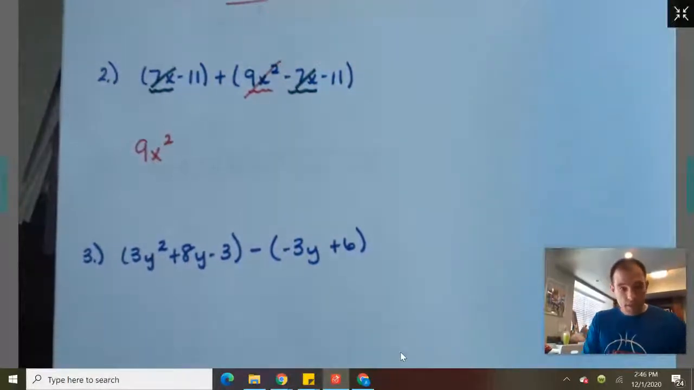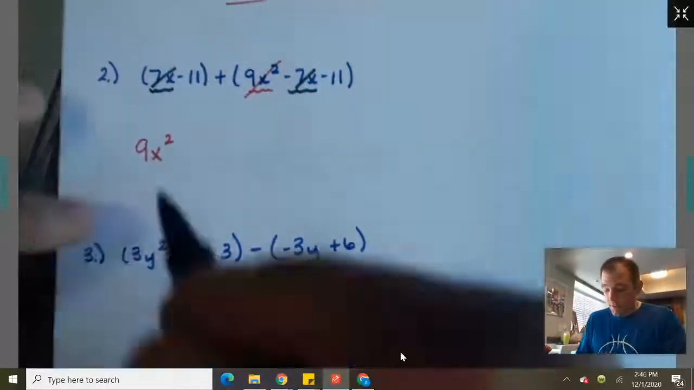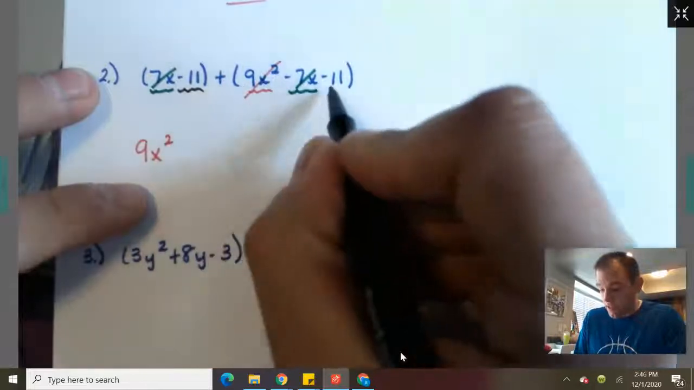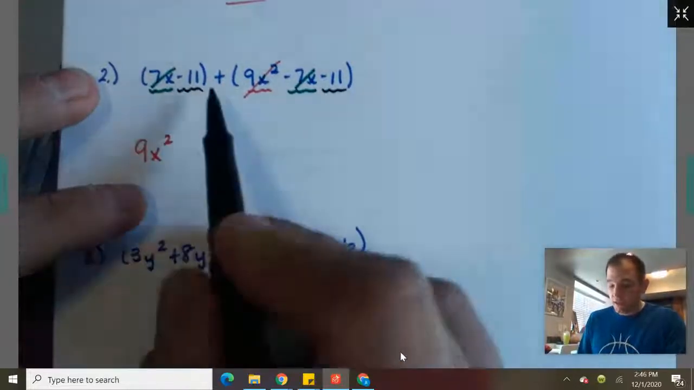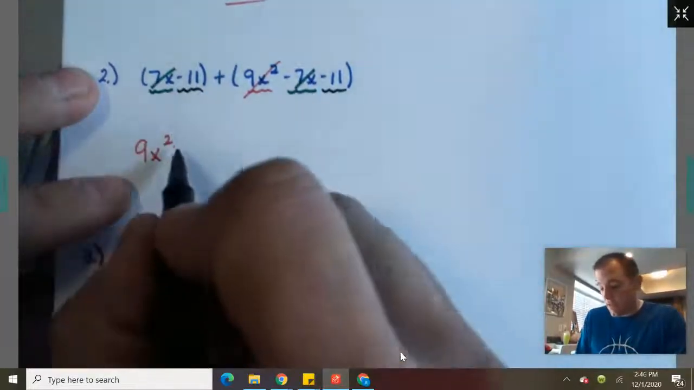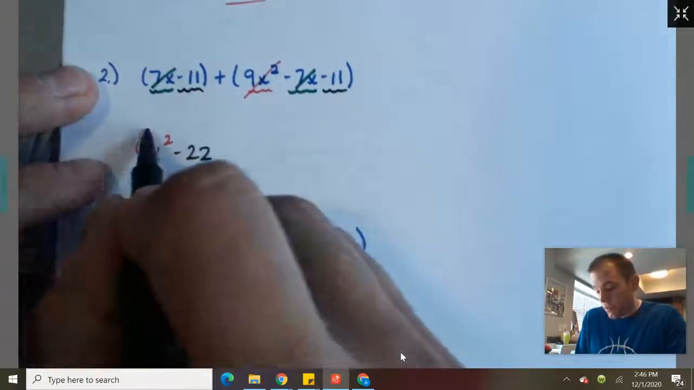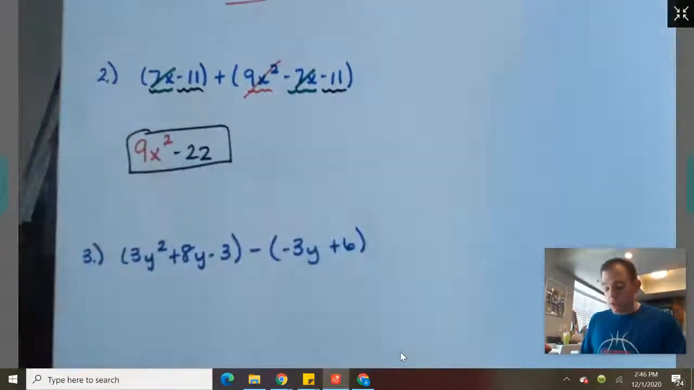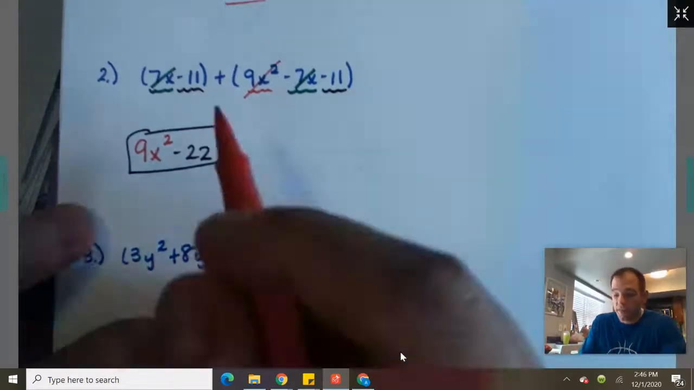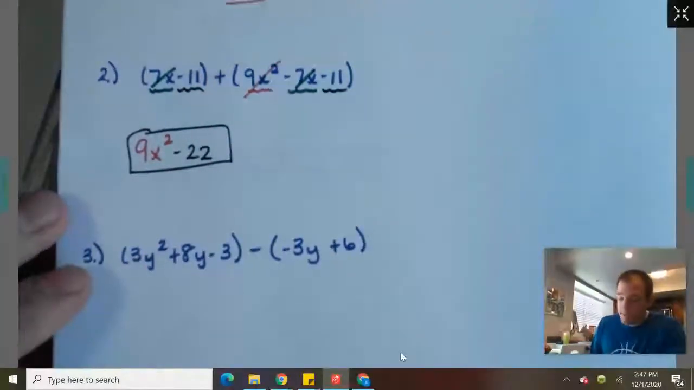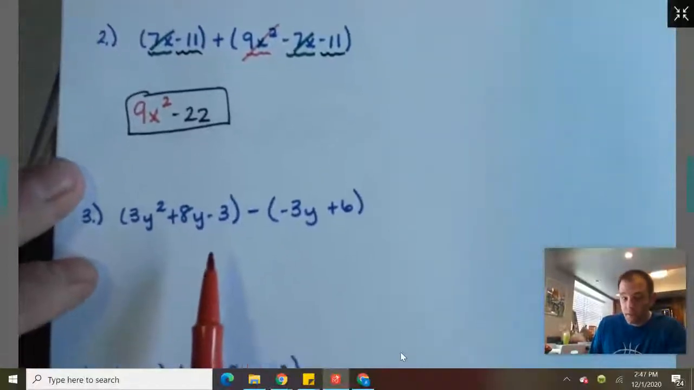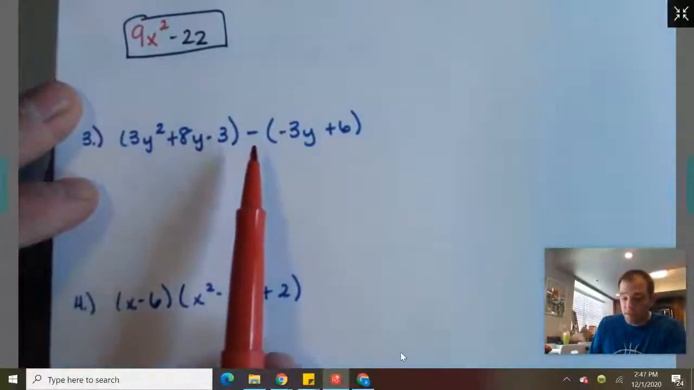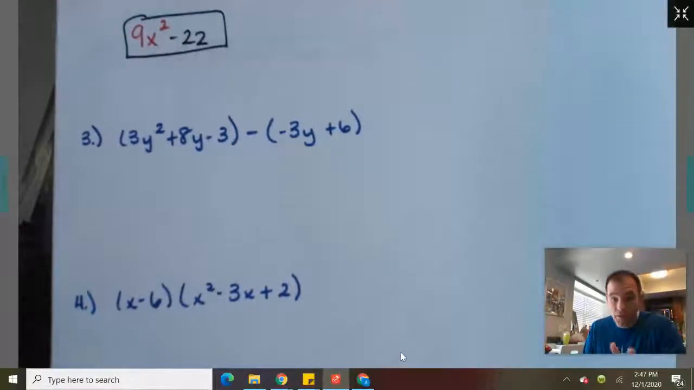And then the last one, we have negative 11 plus negative 11. So negative 11 plus negative 11 is negative 22. And we're done. We are just combining like terms there. And we're just adding them because of that plus sign in the middle. The third one is really, really similar, but the third one is a minus in between them. So we're going to do the same thing we just did, but it's going to be subtract.